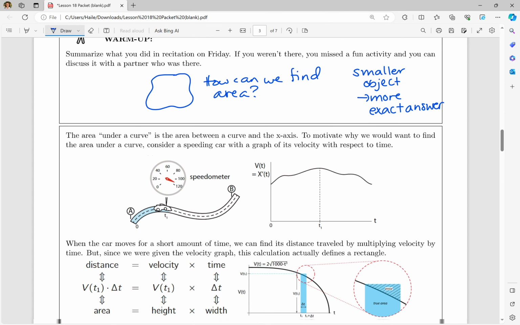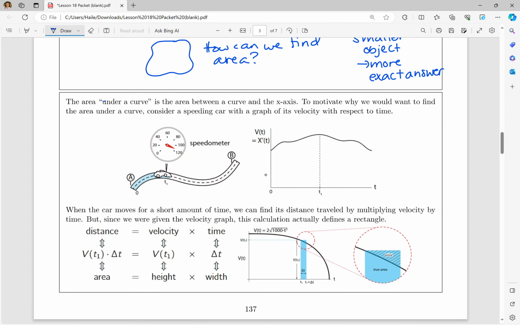The area under a curve is the area between a curve and the x-axis. In this picture right here, it would look something like that area. The area under this curve would be this. To motivate why we would want to find the area under a curve, consider a speeding car with a graph of its velocity with respect to time. We've got our speeding car on the left, and our graph on the right, and we're going to keep talking about this.